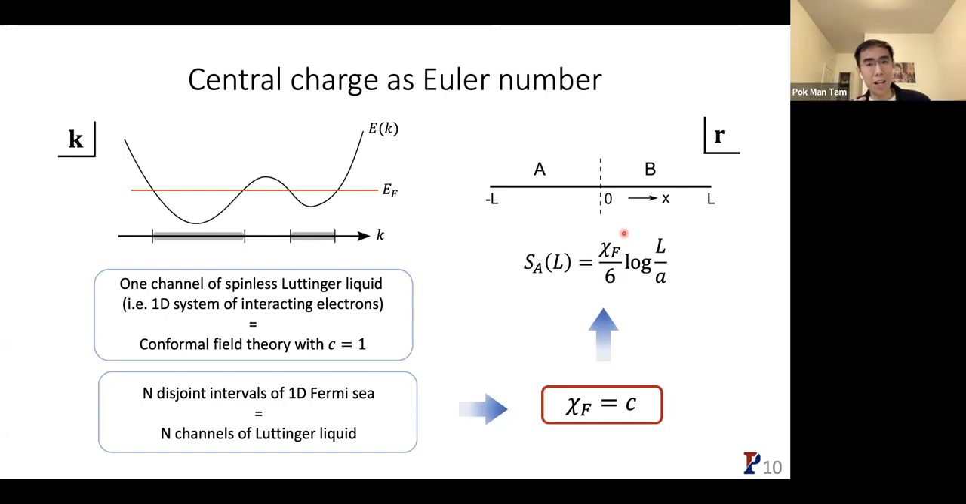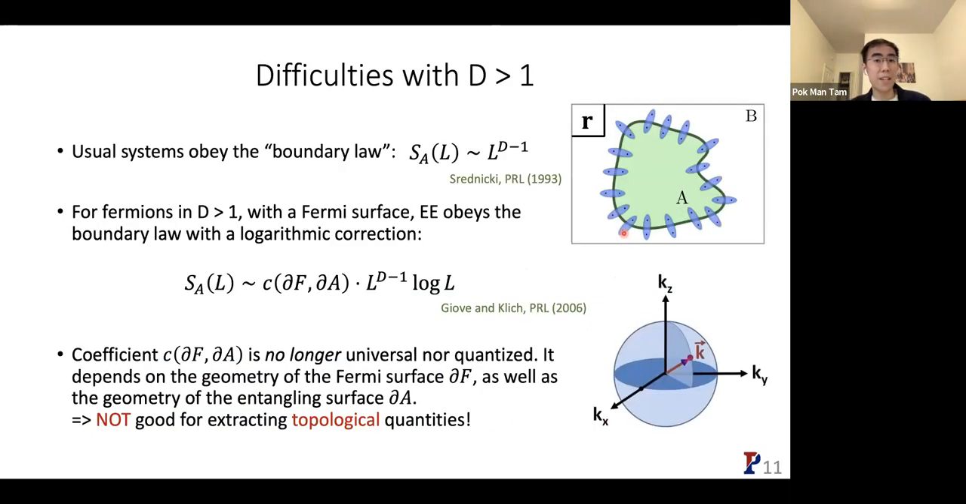But the generalization is not as straightforward, because we know the entanglement entropy actually has a boundary law behavior in high dimension. Actually, in one dimension, the boundary law tells you it doesn't scale. For fermionic systems it is more interesting, because there's a logarithmic enhancement. But basically, for many systems, the entanglement entropy has a boundary law scaling.